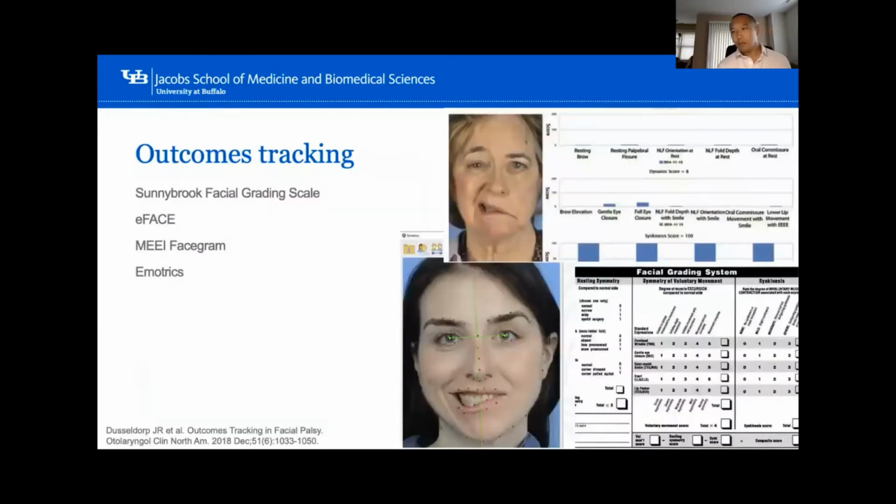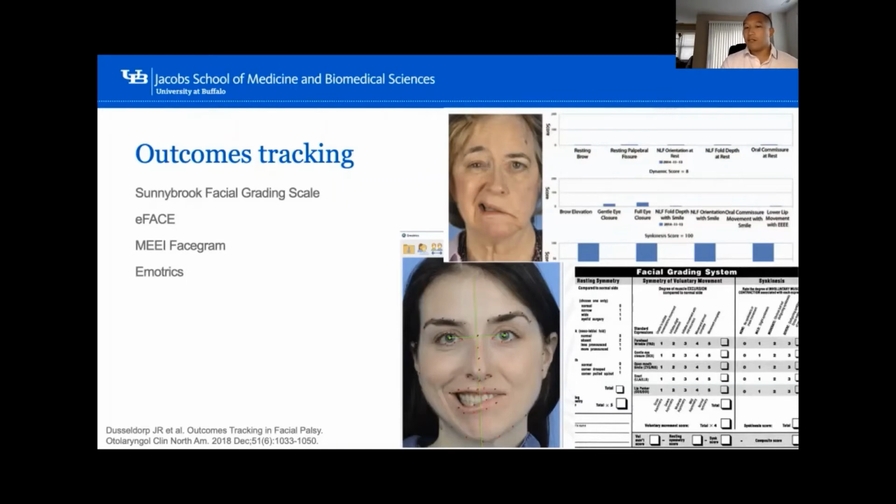So some other things that people use for outcomes tracking, they'll use the Sunnybrook facial grading scale. It's way more involved. It's down here in this corner. It's based on 3 visual analog scales: the patient at rest, dynamic movement, as well as if the patient has synkinesis. We'll go over definitions in a little bit, but the scores go from 0 to 100, which makes it a little easy, and you grade each area separately. So it's more granular as opposed to the House-Brackmann scale.